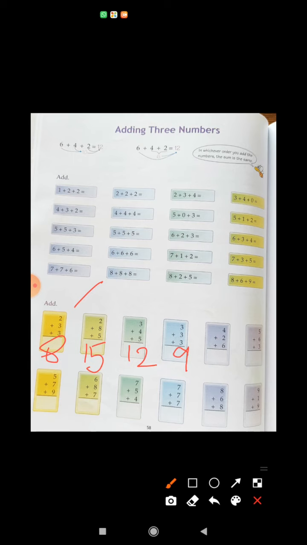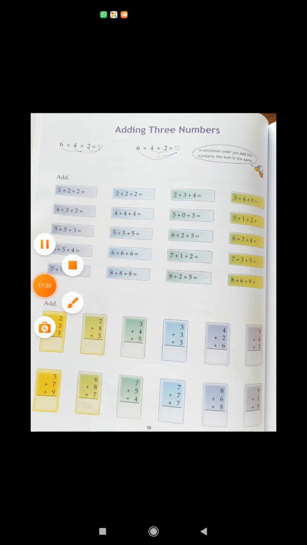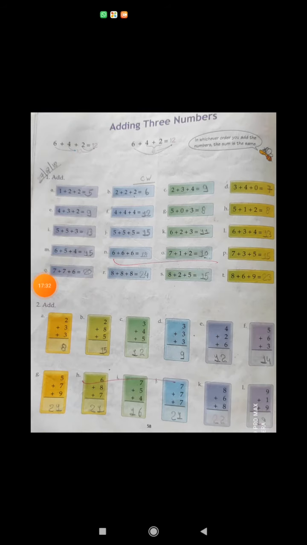Here also you will do addition of the first 2 numbers first, then you add the third number. 4 plus 2 is 6. 6 plus 6 is 12. 5 plus 6 is 11. 11 plus 3 is 40. Like this you do all parts. And after completing, tally your answers from here.